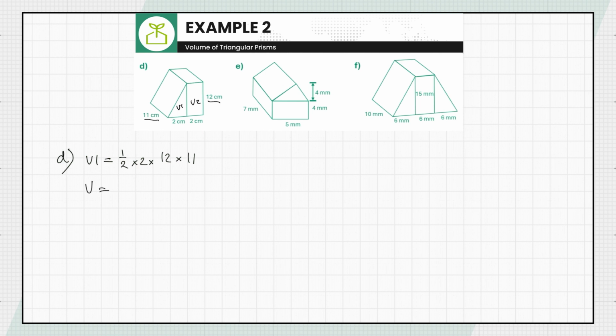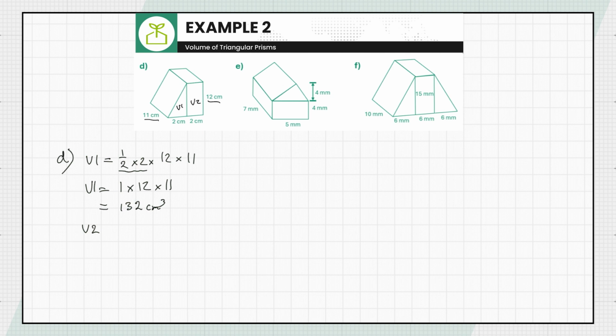So our volume is actually going to be, if we get rid of these two here, which half of 2 is just 1, so it'll be 1 times something, which is the same as nothing, so it's just going to be 1 multiplied by 12 multiplied by 11, which is the same as 12 times 11. And 12 times 11 is just going to be 132 centimeters cubed. So that's our volume 1.